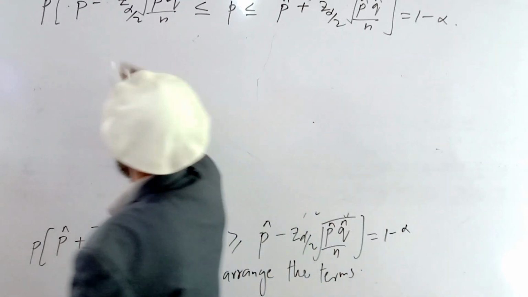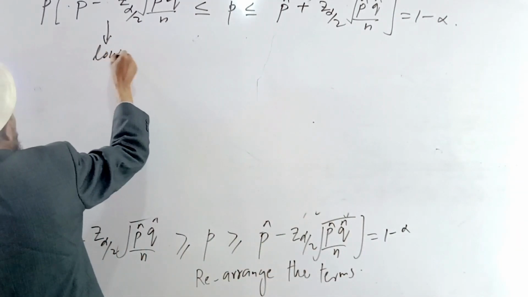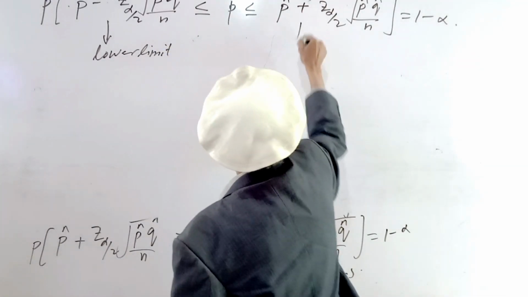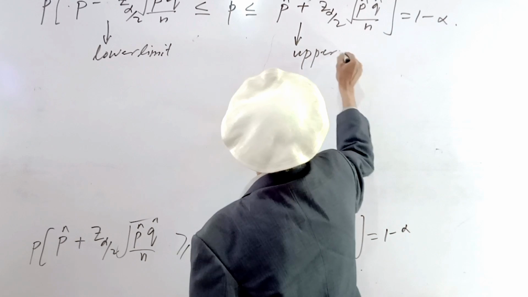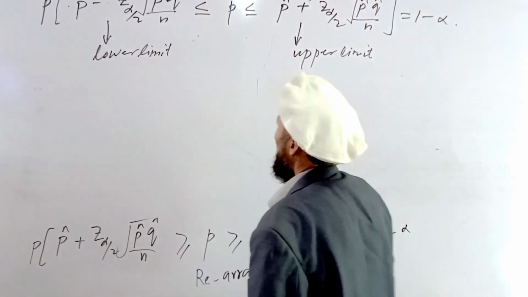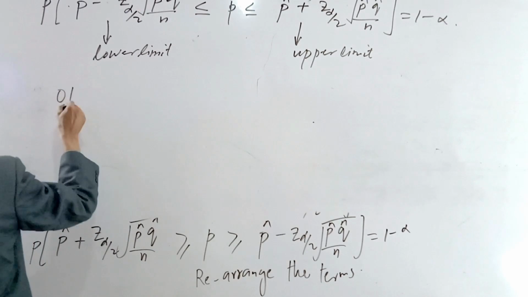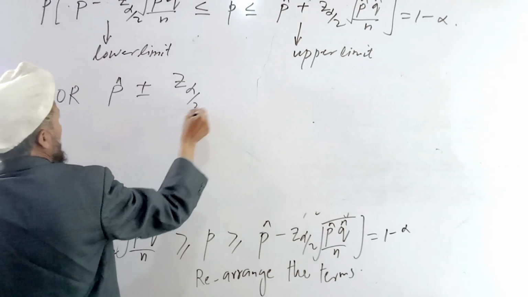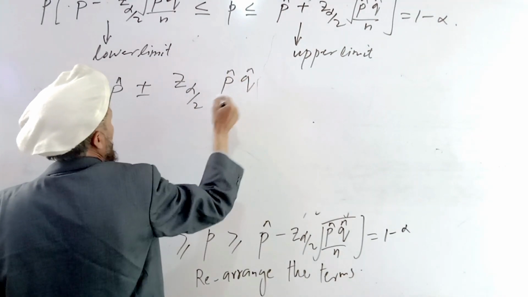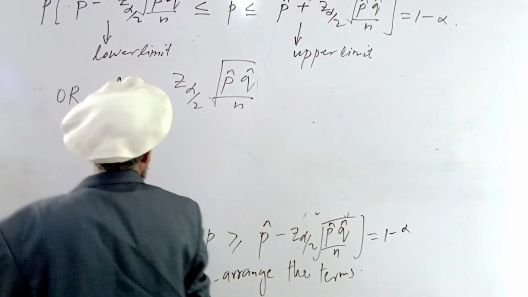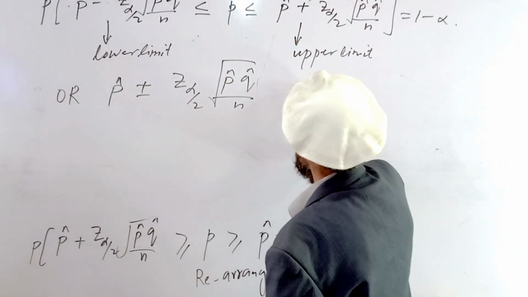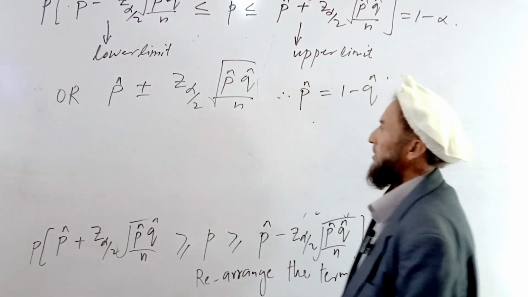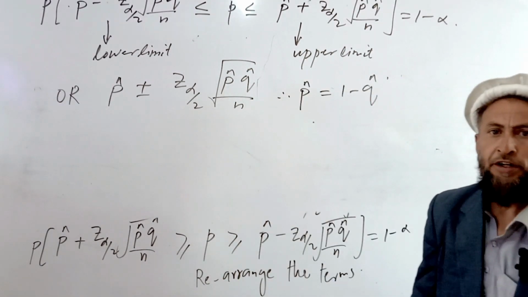This is called the lower limit of the confidence interval. This is called the upper limit. And we can write the above confidence interval as p hat plus minus z alpha by 2 times the square root of p hat q hat divided by n. Here q hat is equal to 1 minus p hat. This is called the construction of the confidence interval for the population proportion.